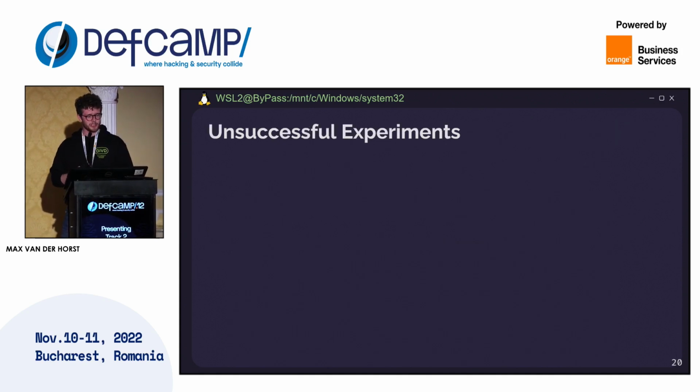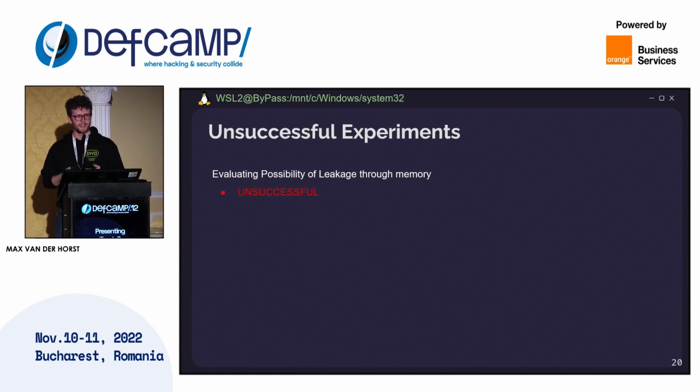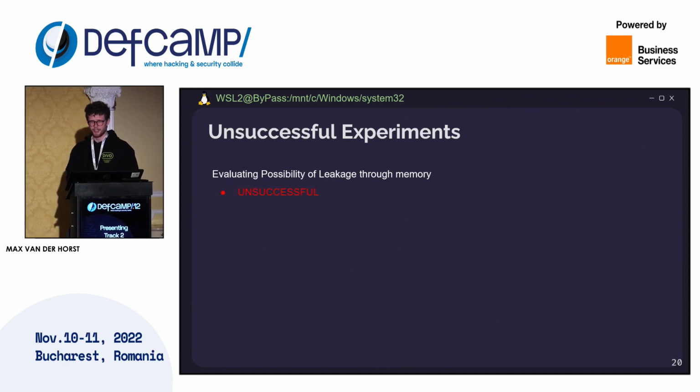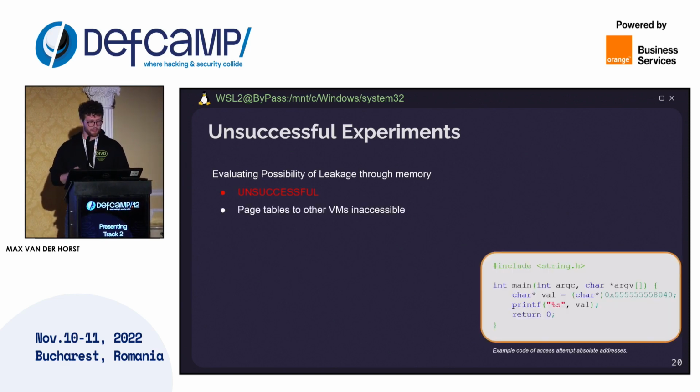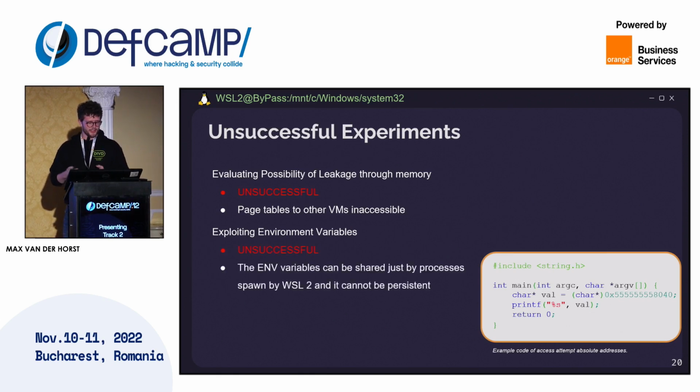We also had some unsuccessful experiments, among which the evaluation of leakage through memory. We wanted to see whether we could actually access memory from WSL inside Windows and vice versa. This isn't the case because of the architecture, so Hyper-V has separate page tables for each VM, which actually makes sense, but that doesn't work. And the other thing was exploiting environment variables. So we wanted to see whether we could set up the environment variables of WSL or of Windows for confused deputy-like issues. So if we could trick Windows into using environment variables set by a threat actor with higher privileges. And this is just not persistent. It's only set once WSL2 is spawned, and after the instance closes, it is gone again. So that didn't really work.